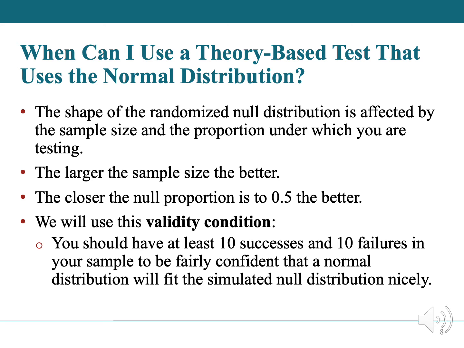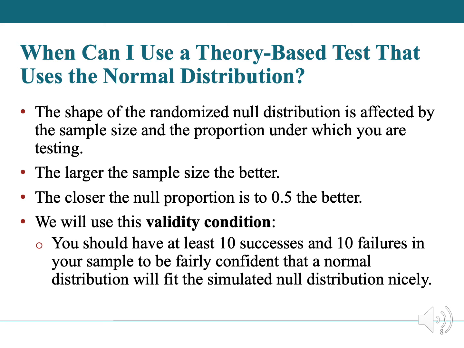So you should have at least 10 successes and 10 failures in the sample to be confident that the normal distribution will fit the simulated distribution nicely. So what that means is that when we were looking at that result of the heart transplants where we had 10 samples, well, we only had 8 successes and 2 failures. So clearly we fell short on both of them.